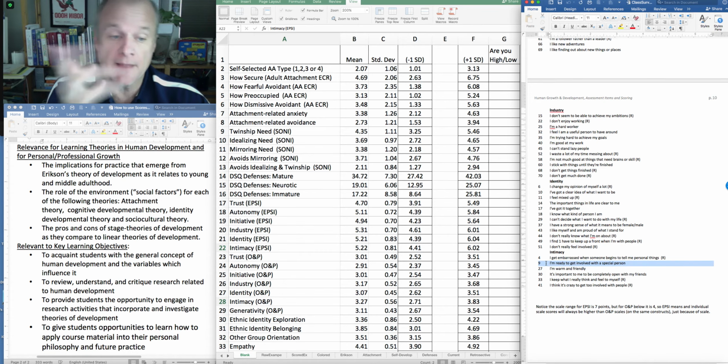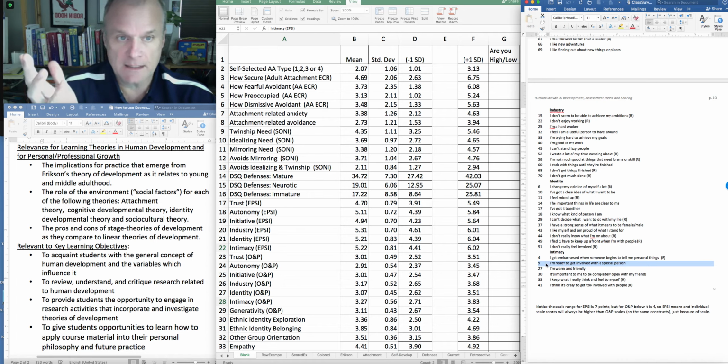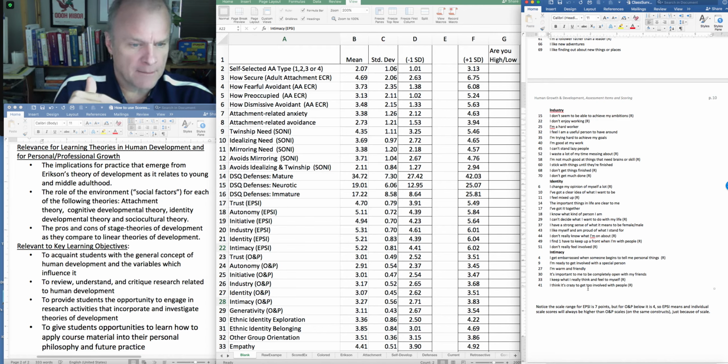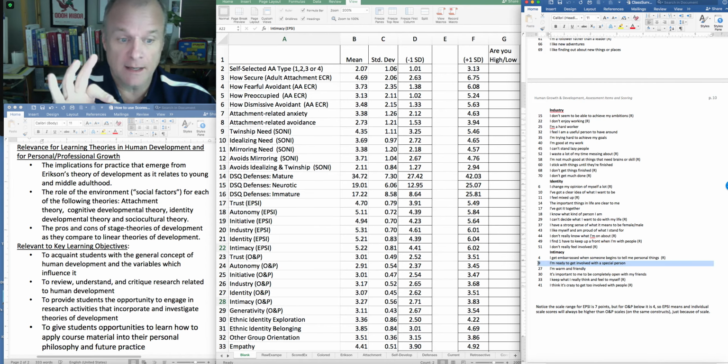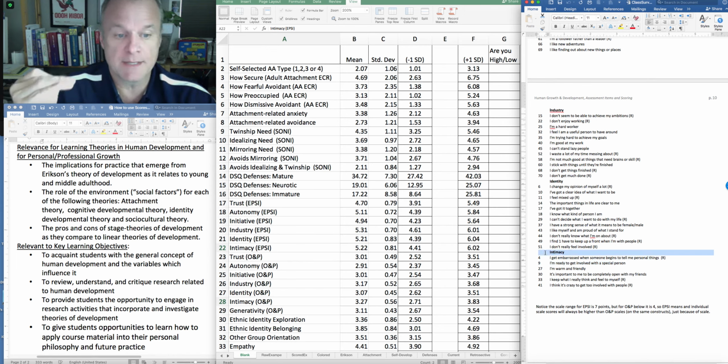Item number 9 in that measure says, I'm ready to get involved with a special person. So that clearly implies you're not in a relationship with somebody, right? Or I want, it's important to me to be open. Actually, this one item is the main one that strikes me as particularly not relevant if you're in a committed relationship right now and you want this measure of intimacy to be a measure of the intimacy you have currently in that committed relationship, right?